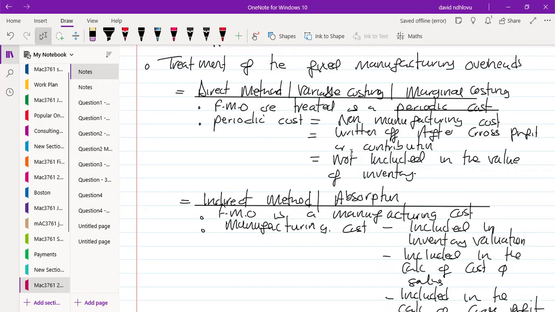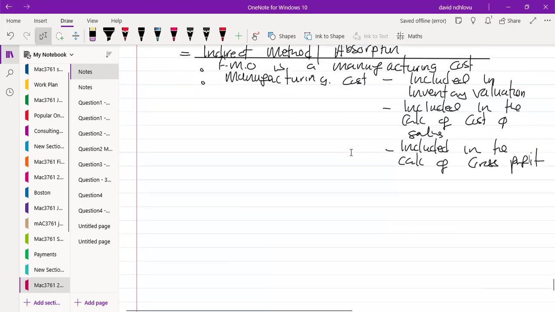So whenever you do your FACs and you are doing an income statement, you always apply the absorption costing method. The other method, which is the direct method, is used only for management and internal reports. So those are the main differences between the two.